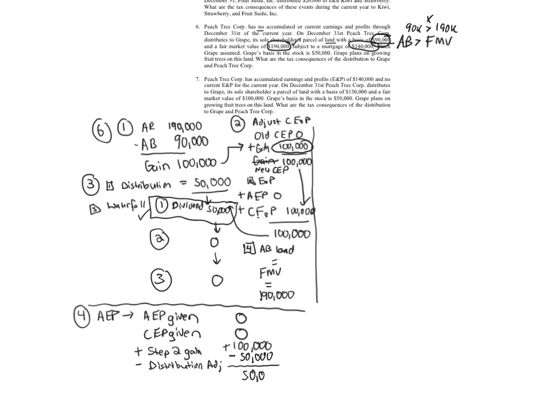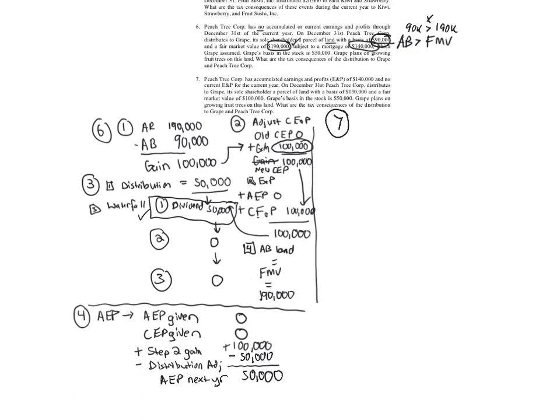So the accumulated E&P for next year is $50,000. Problem 7 is very similar, except there's no liability involved. Okay?